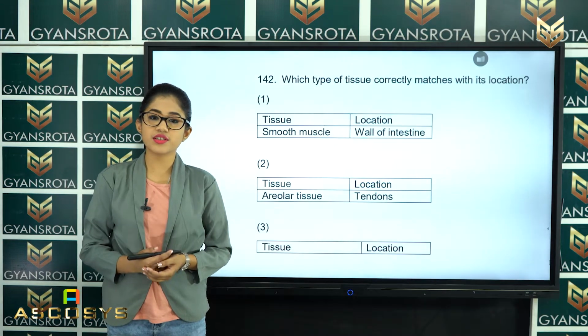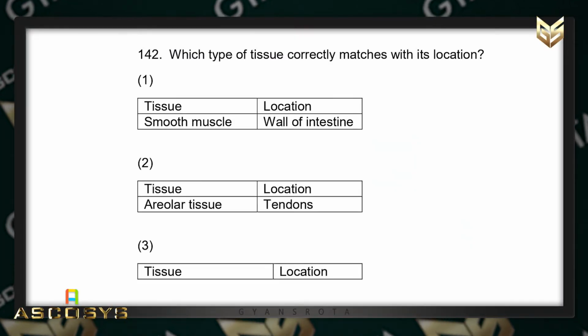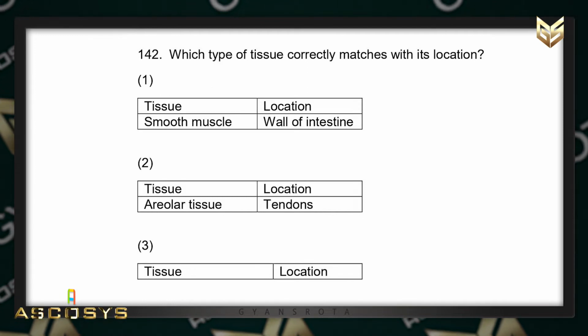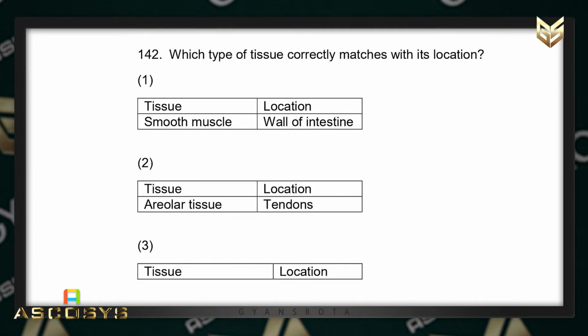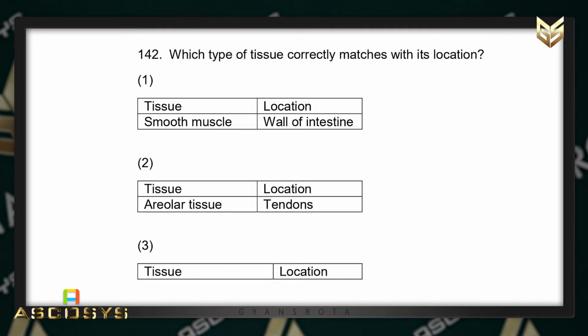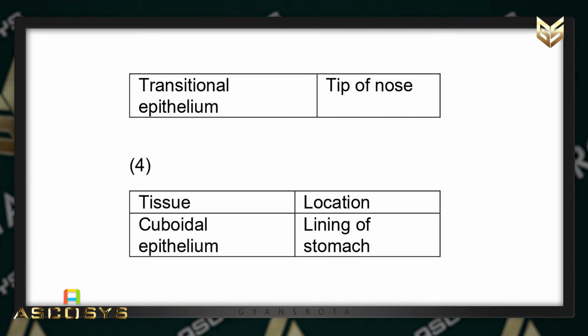Now the next question is question number 142. Which type of tissue correctly matches with its location? There are 4 options given. In one column the tissue's name are given and in another column the locations are given. So in the first option you can see here smooth muscles, they are located in the walls of intestine. Next is areolar tissues, these are found in tendons. And next is option number 3, transitional epithelium, these are found in the tip of nose. And the fourth is cuboidal epithelium, these are found in the lining of the stomach.